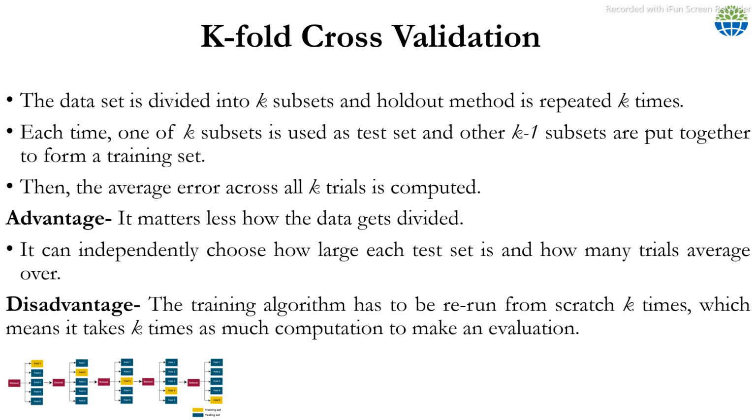So what is the advantage and disadvantage? The advantage is that it matters less how the data gets divided, and you can independently choose how large each test set is and how many trials to average over. The disadvantage is that the training algorithm has to be rerun from scratch k times, meaning if any problem happens, we have to run again from the start. So this is not widely used in EIA reports or research. It is rarely used for cross validation.